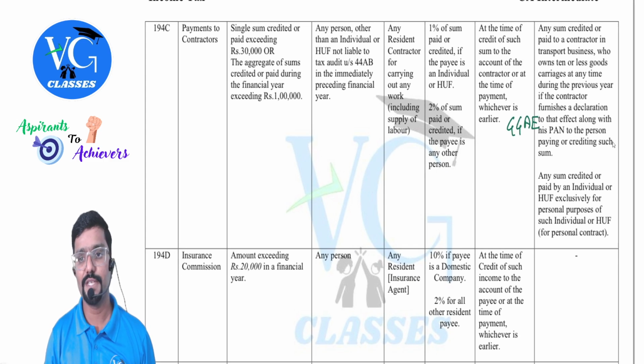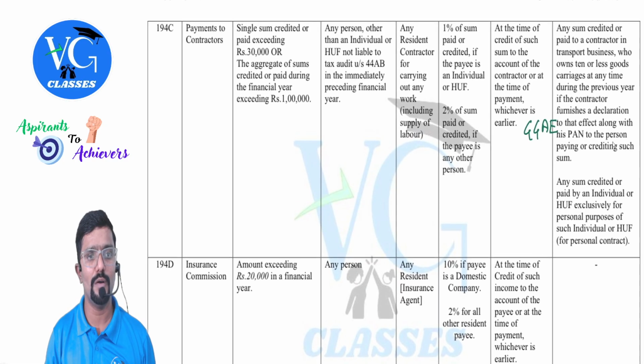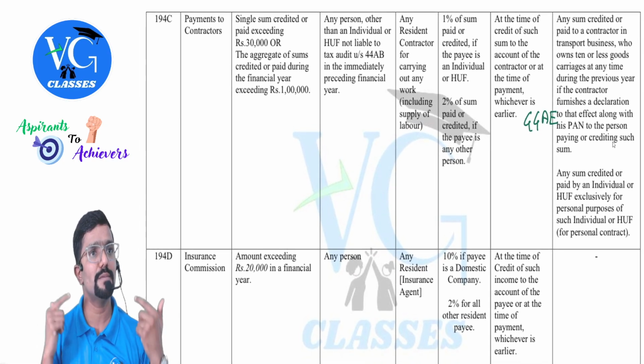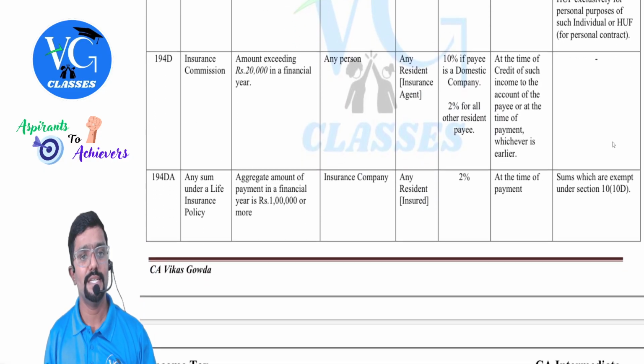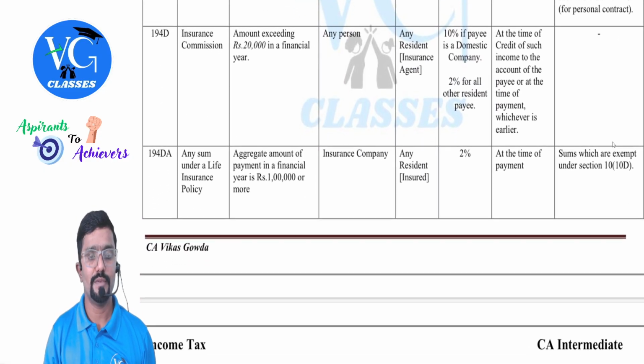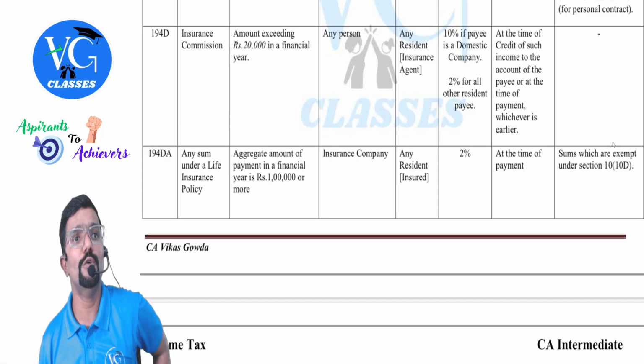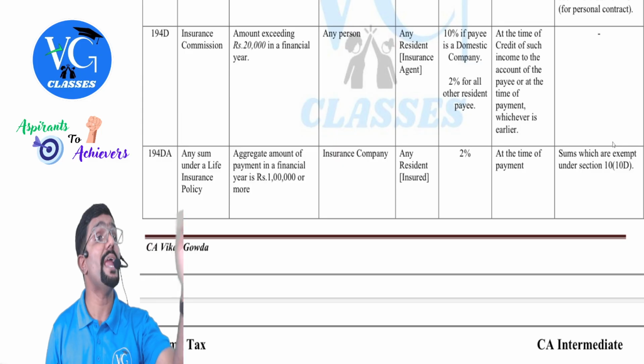Okay, fine. 194C done. Important section, guys, and easy to remember. 194C. C for what? Contract payment. Next, D. Insurance commission. Guys, insurance commission is paid by whom to whom? Insurance company to agent.